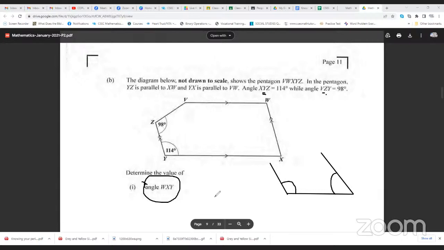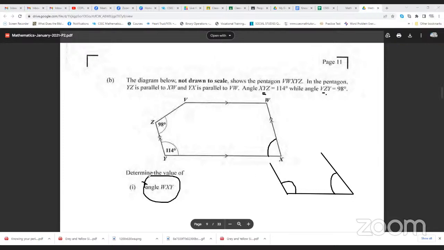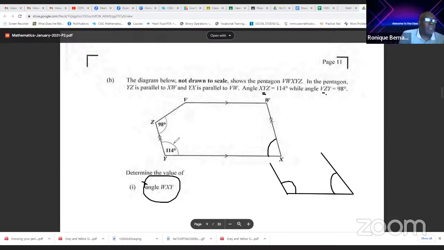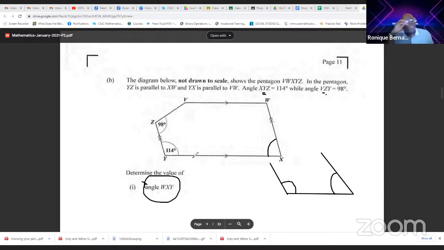What do you say, sir? It will be at X. Good, right here. Sir, when you add up all of them, they're supposed to come out to 360 degrees? You mean for the pentagon? For the entire thing. No, a pentagon is different from a four-sided figure. A four-sided figure you get 360 degrees. But the five-sided figure is different.